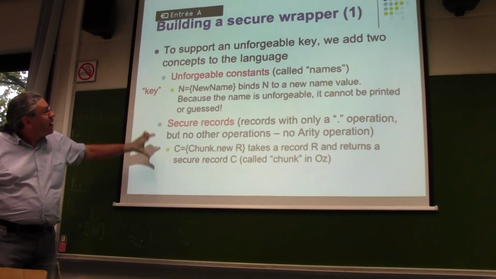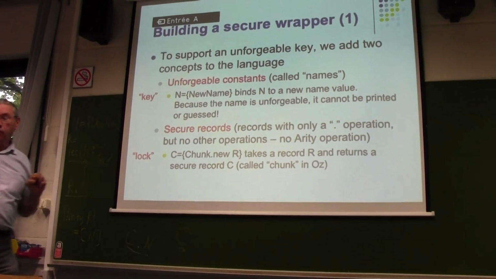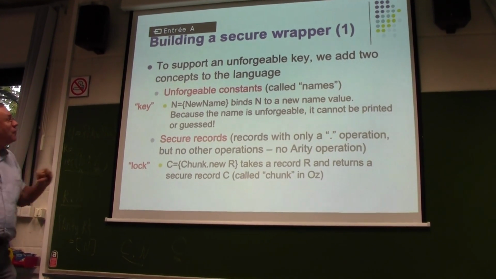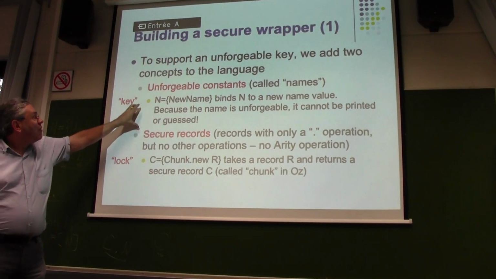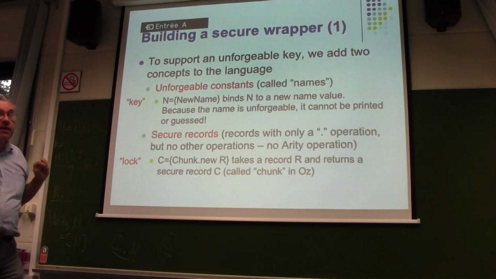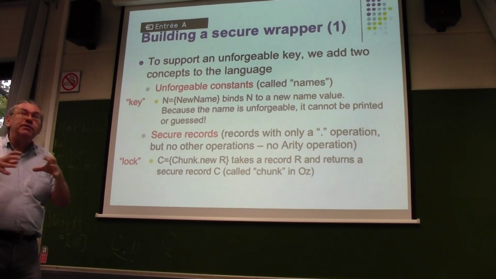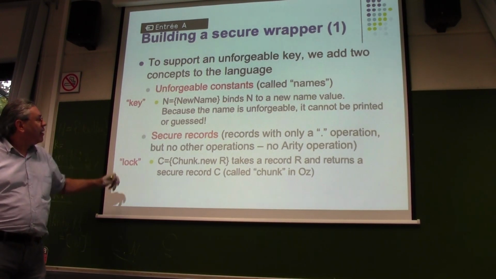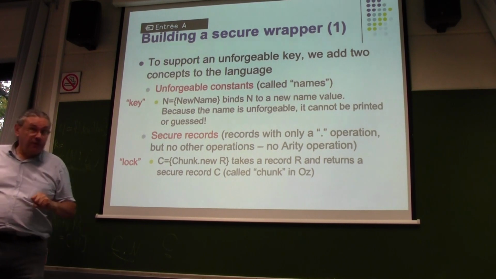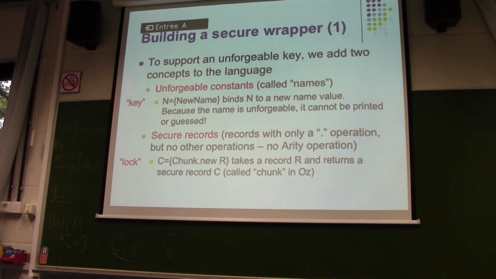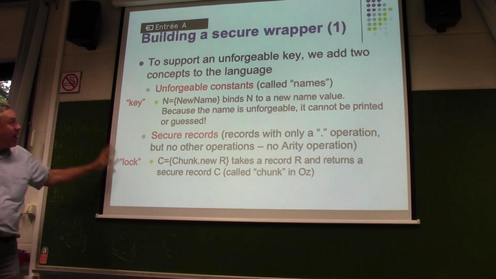So with this I can build my wrapper. You see I need these two operations: unforgeable constants, which are like keys, and a way of encapsulating something with a key, the secure records, which you can consider to be kind of like locks. And with this we can actually build an abstract data type in the language. So now there's no magic. I show you exactly how it's done.